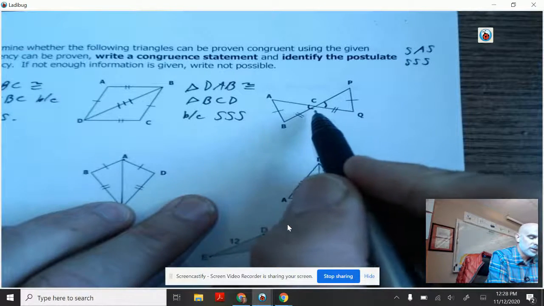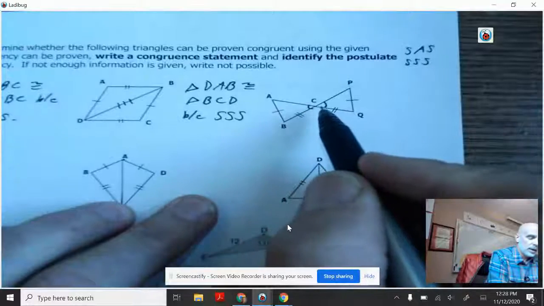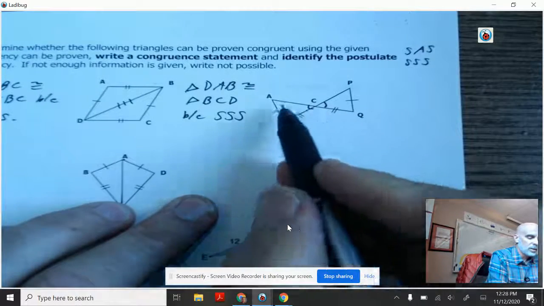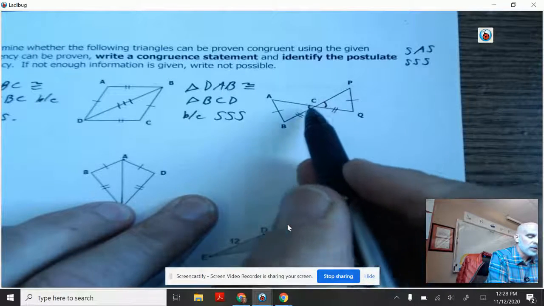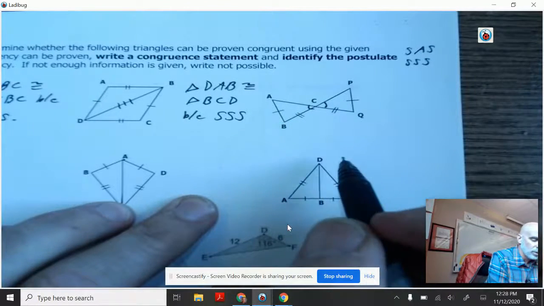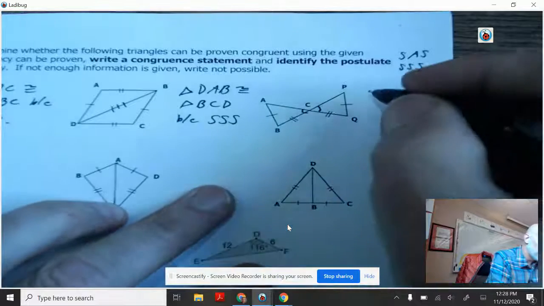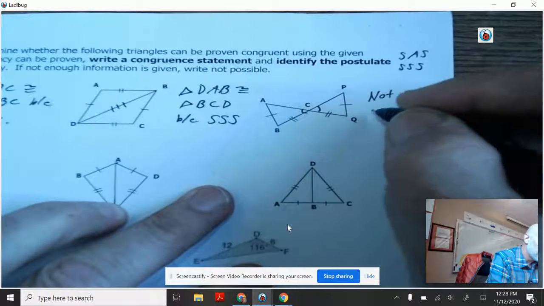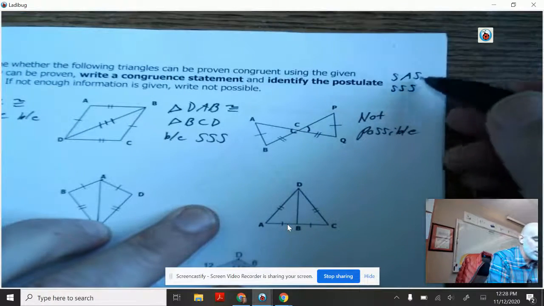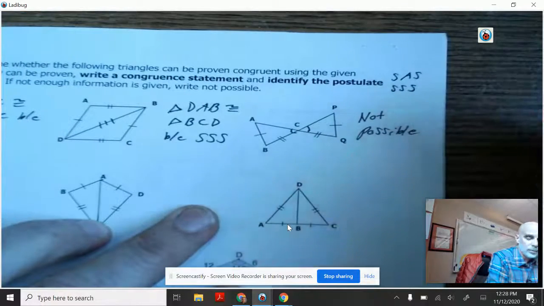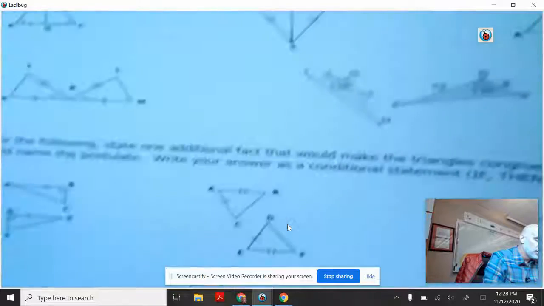And this one, technically, those triangles, and I will have to show you this in class, could be constructed with these three things happening, yet the other parts of the triangles not be congruent. So this one, we would say not possible. That is not either one of these. So you just got to say not possible. All right. You can do that section.